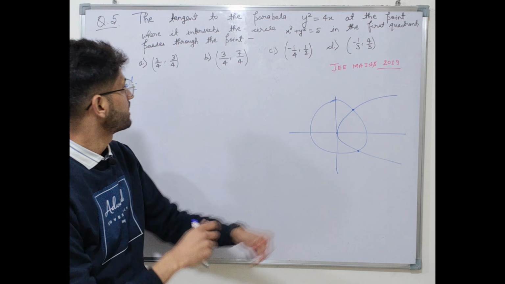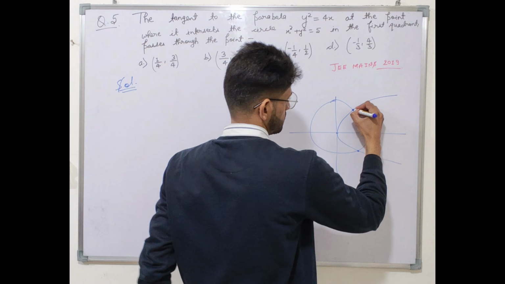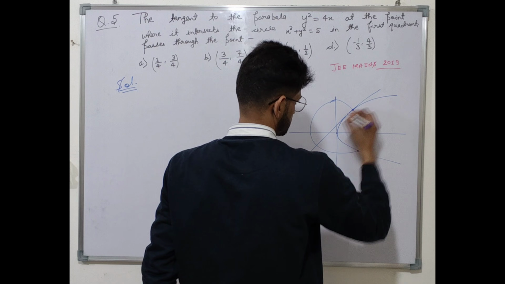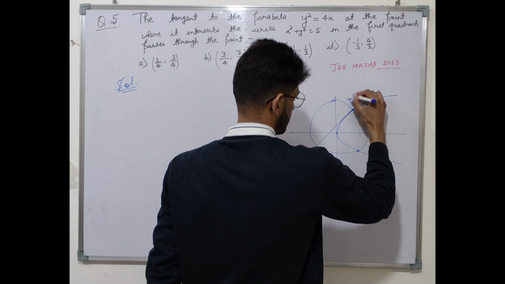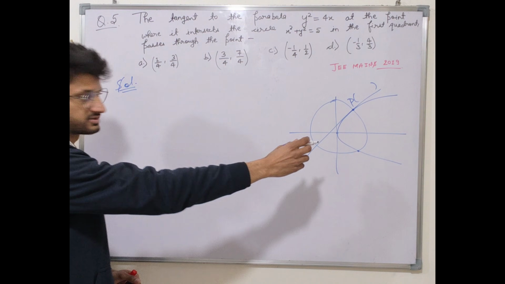But we have been asked to write the equation of the tangent on this parabola at the point where it intersects the circle in the first quadrant. So we need to find this coordinate, this point P, right? So let's solve the parabola and circle.